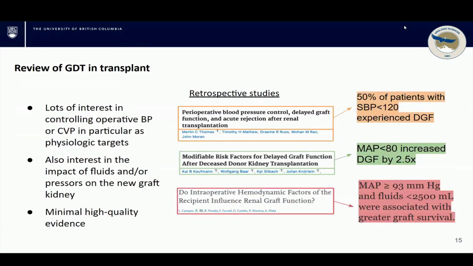In terms of the current evidence, GDT in transplant remains fairly weak. There are a few retrospective studies, which we've outlined here. You can see that Thomas and Kaufman's study indicates potential GDT targets of MAPs of 80 or systolic blood pressures around 120 to try to reduce the incidence of delayed graft function. And Campos suggests a combination of both MAP and fluid resuscitation for optimal management of the graft. But really, the evidence is weak overall.